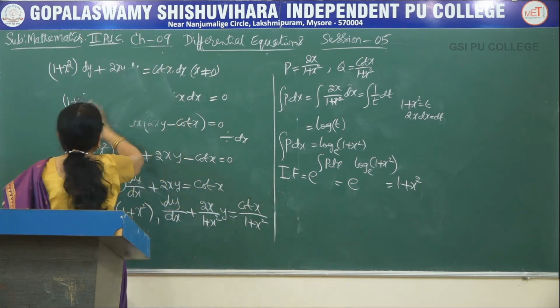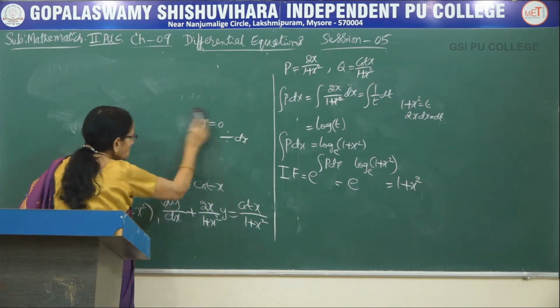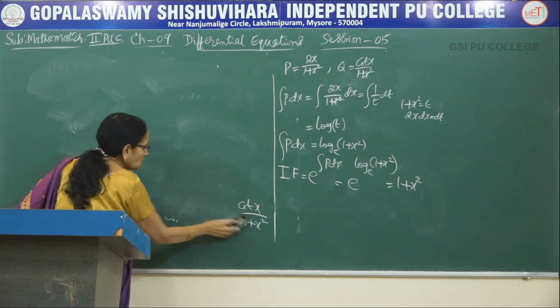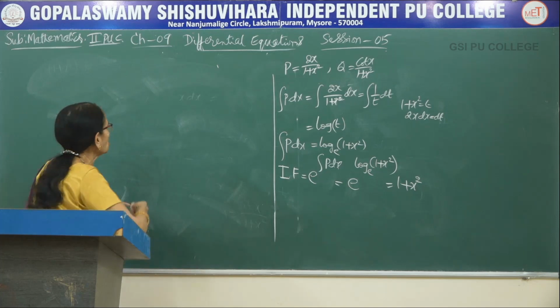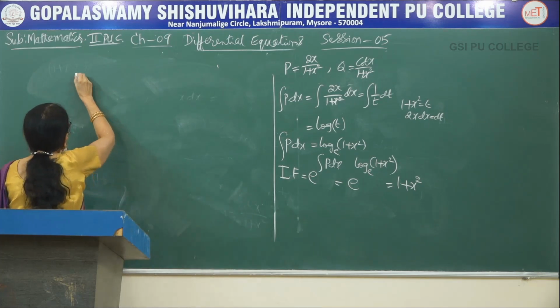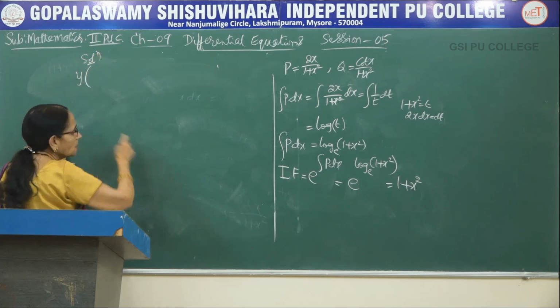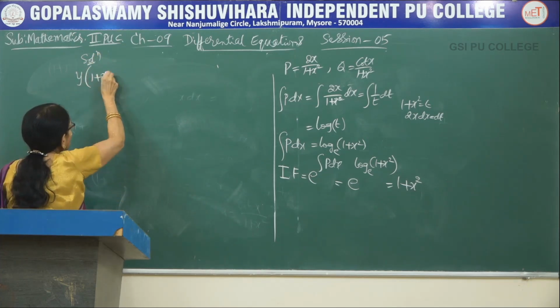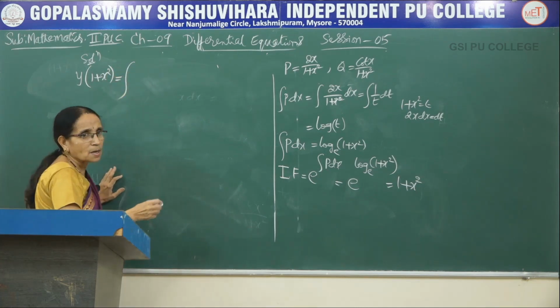Now let us try to write the solution. So we have now calculated integral P dx as well as the integrating factor. So what is remaining now? We have to find the solution. The solution is y into the integrating factor. What is that one? 1 plus x square, that's equal to integral Q.